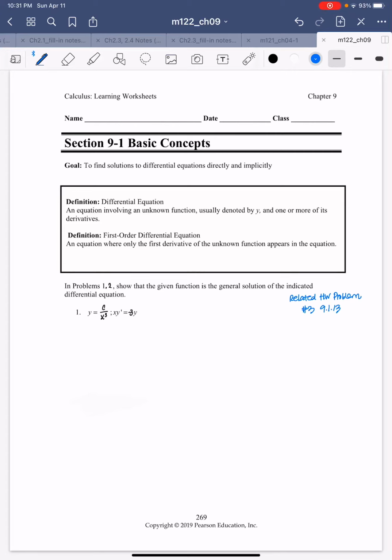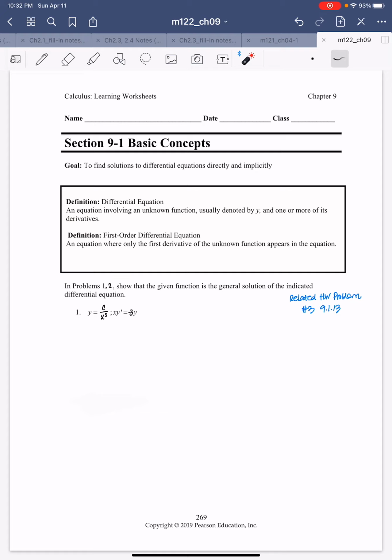In this video, we're going to go over section 9.1, which is a basic concept of differential equations. So let's begin with the definition of what a differential equation is. Differential means derivative. So a differential equation is an equation involving some kind of unknown function y, and then we have another function given with its derivative function.